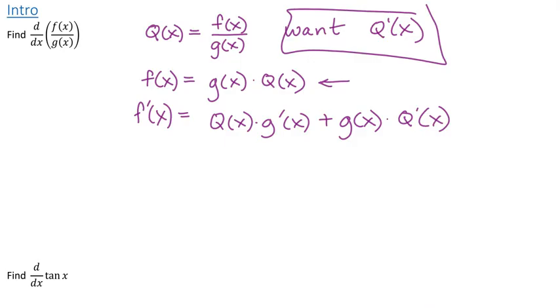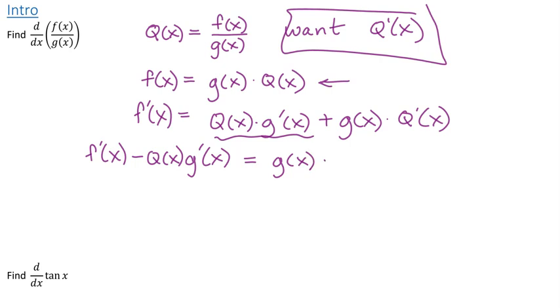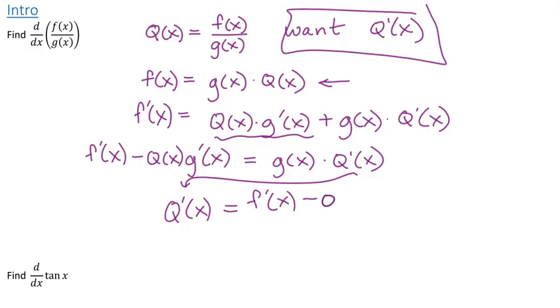So I'm going to go ahead and subtract off q times g prime of x. So I have f prime of x minus q of x times g prime of x, and that's equal to g of x times q prime of x. And then I can divide both sides by g, and I'm going to flip-flop sides here as well. So I'm going to say q prime of x equals, and then we'll have f prime of x minus q of x times g prime of x all over g of x. And this is pretty good.